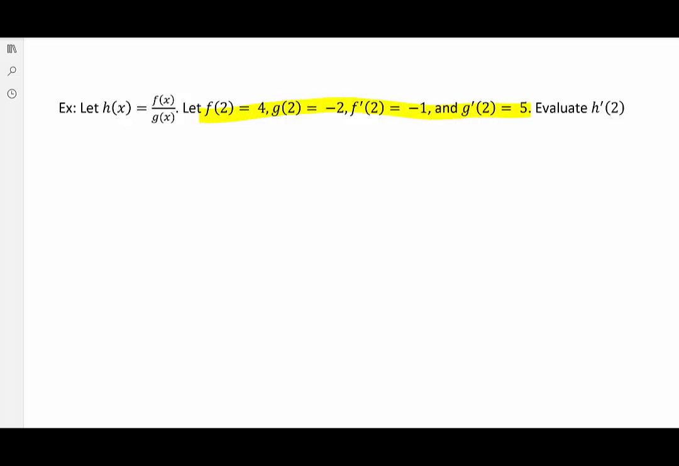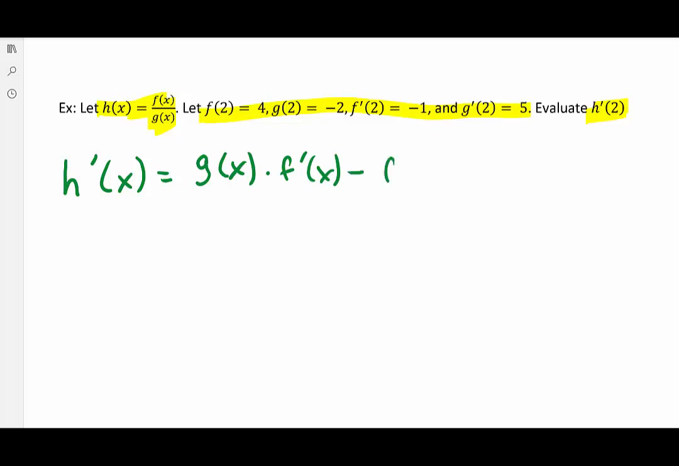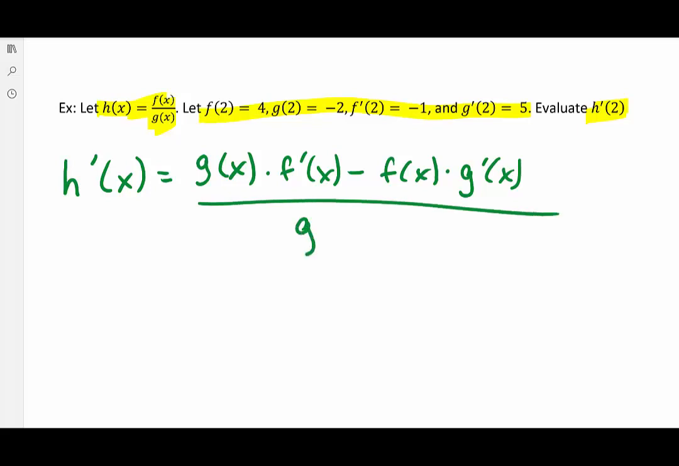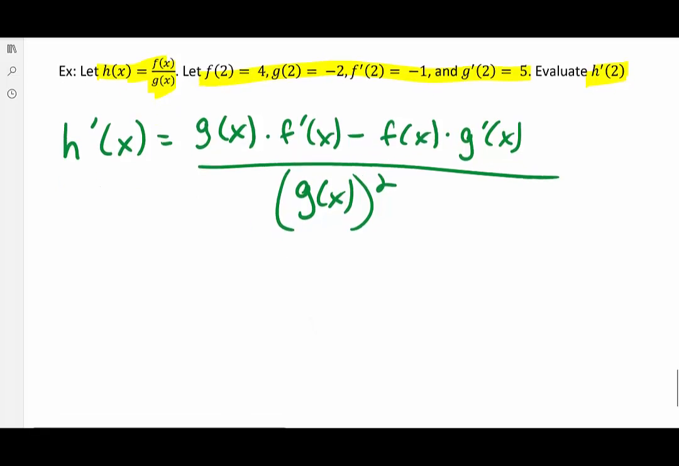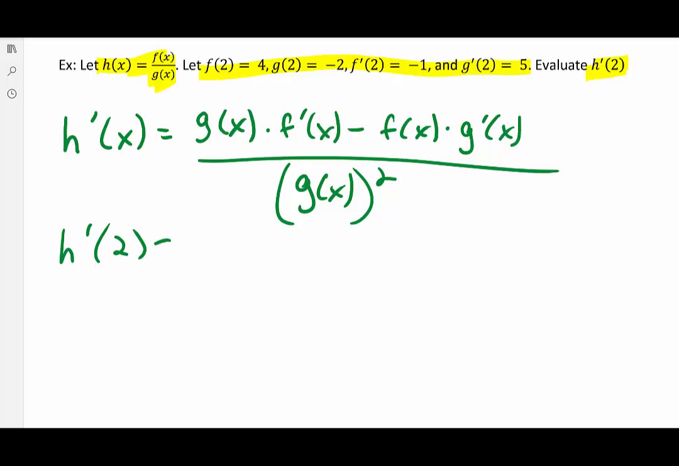quotient rule. So h prime of x is low d high, so g of x times f prime of x, minus high d low, f of x times g prime of x, over, do not forget this part, over low squared, over g of x quantity squared. Okay? So if we need to find h prime of 2, it's g of 2 times f prime of 2 minus f of 2 times g prime of 2 over g of 2 squared. So all I've done here is just plugged in 2 for x.